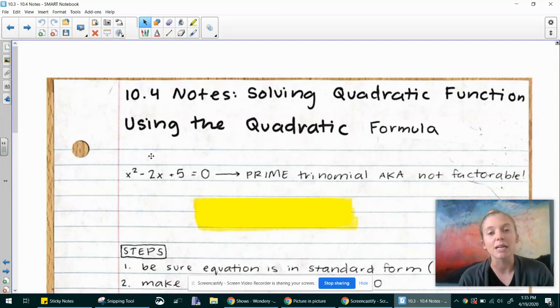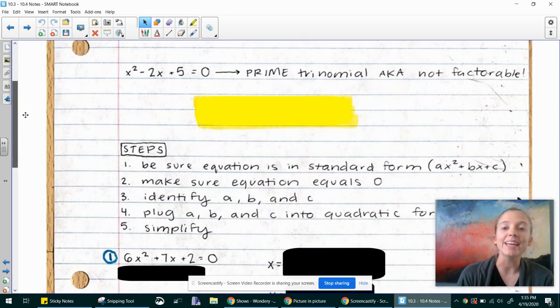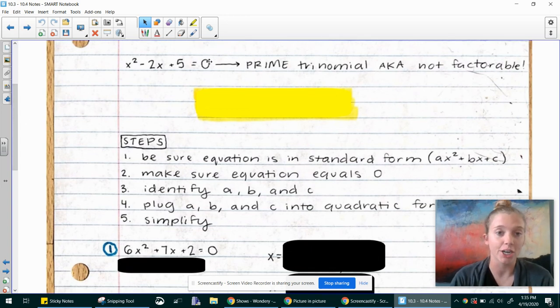Today we're going to be talking about solving quadratic equations using the quadratic formula. So we're going to introduce you to the quadratic formula and talk about how we can use it to solve quadratic equations. We would use the quadratic formula when we cannot factor. So if we are given some sort of quadratic equation, a trinomial that is prime, meaning it's not factorable, we are going to use the quadratic formula.